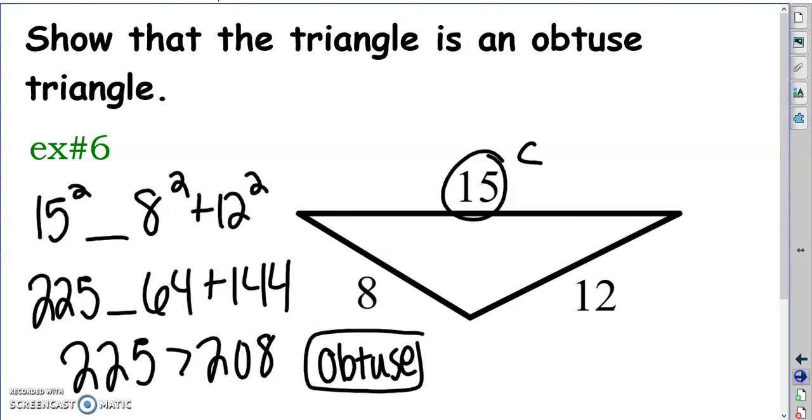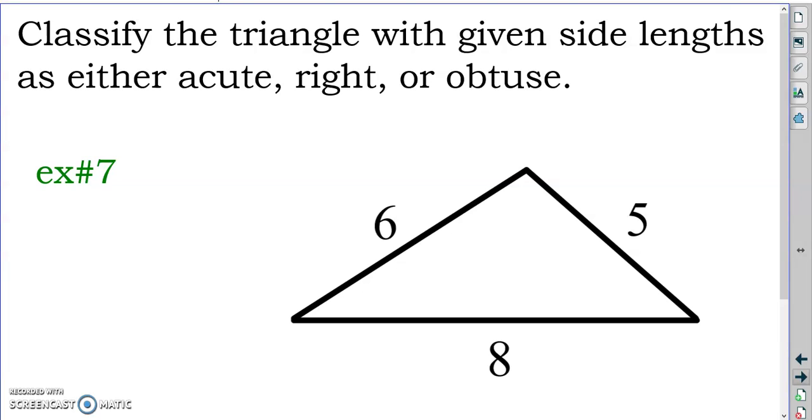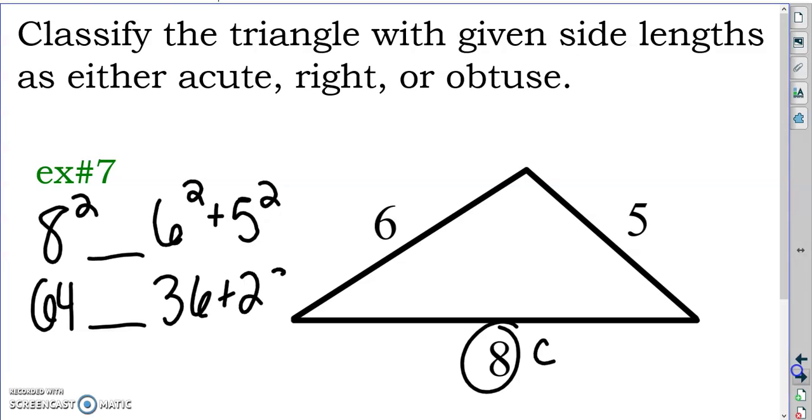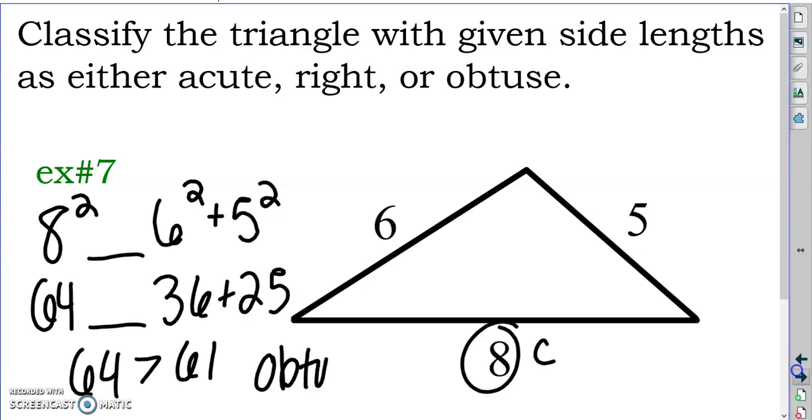So this next section says classify the triangle with the given side lengths as either acute, right, or obtuse. Okay, so we need to take the longest side, which is 8, and we need to check, is 8 squared greater than, less than, or equal to 6 squared plus 5 squared? So 64 is what to 36 plus 25? Well, 36 plus 25 is 61, and 64 is greater than 61, which classifies this as an obtuse triangle.